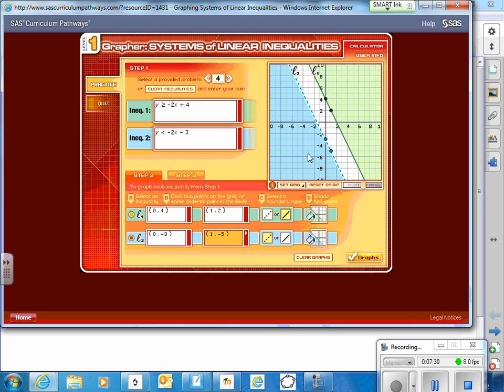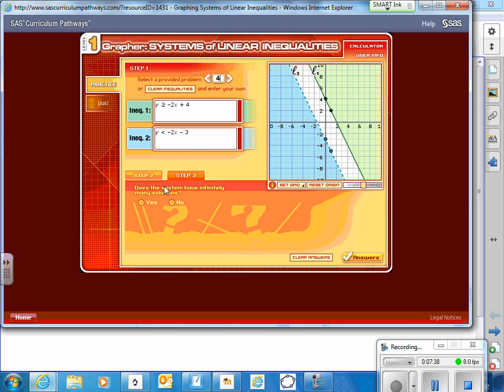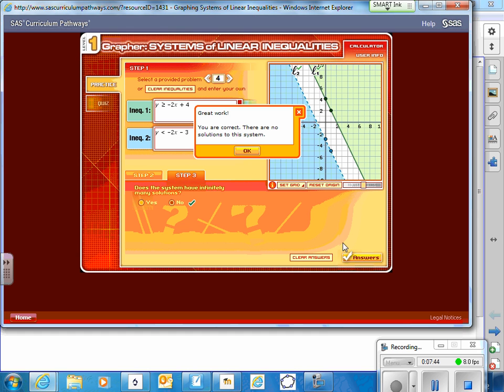Well, those two shaded areas never cross because those two lines are parallel. So when I click on step 3, it says, does the system have infinitely many solutions? We say no. And then we check the answer, and it says that is correct.